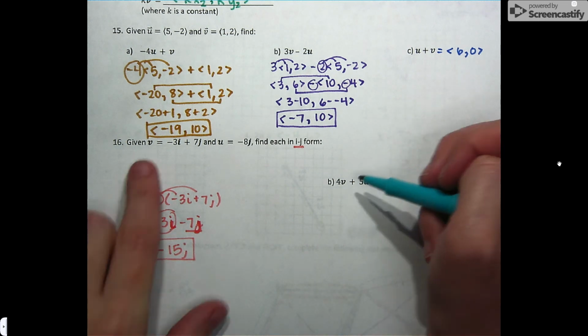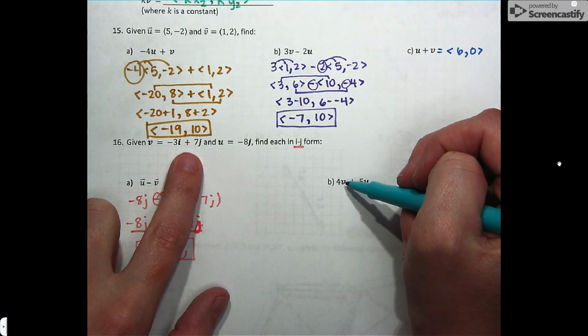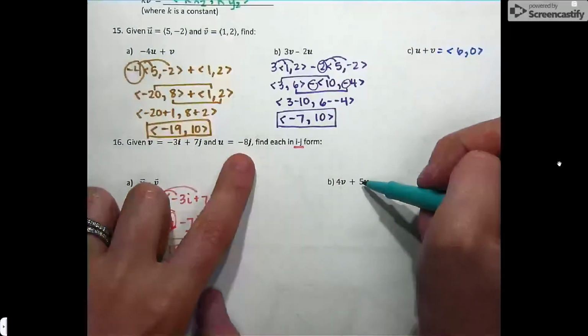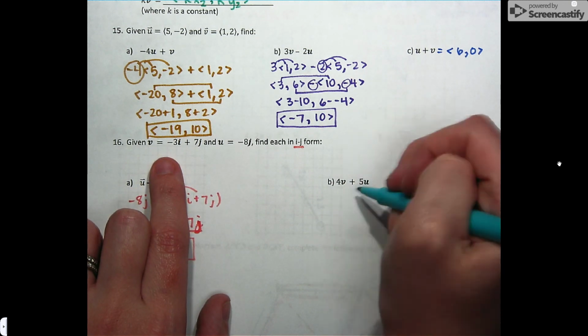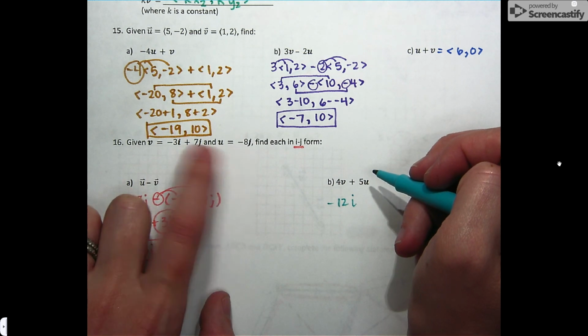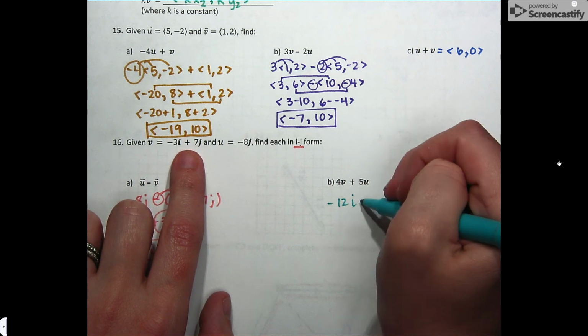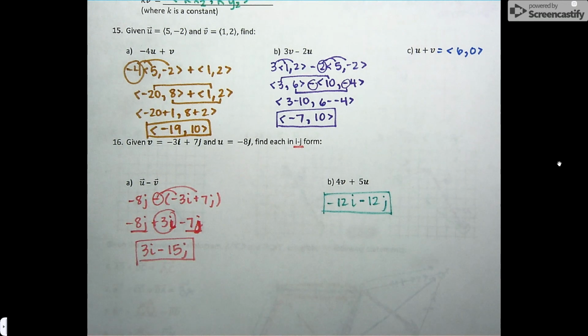So multiplying v by 4 should have gotten you negative 12i plus 28j. And multiplying u by 5 should have gotten you negative 40j. And if you combine like terms, you should have gotten negative 12i, and then a negative 40 plus a 28 would have gotten me negative 12j. So that is your vectors algebraically.